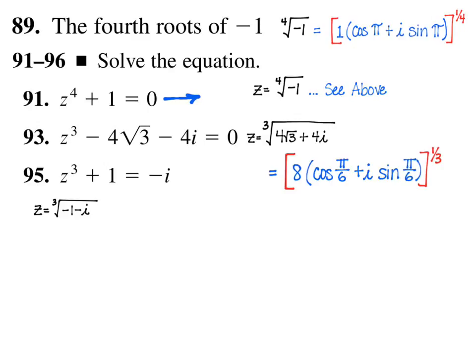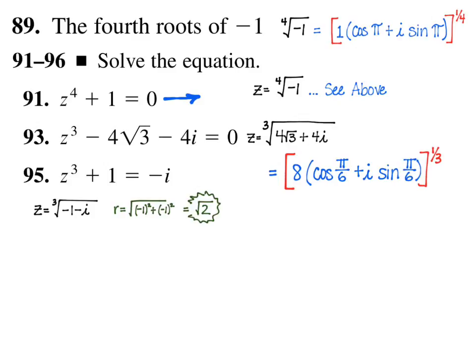In problem number 93, we realized that this would be the root 3 over 2, 1/2, which would give us pi over 6, and you could do the a squared plus b squared, take the square root, and you find that your r is 8.